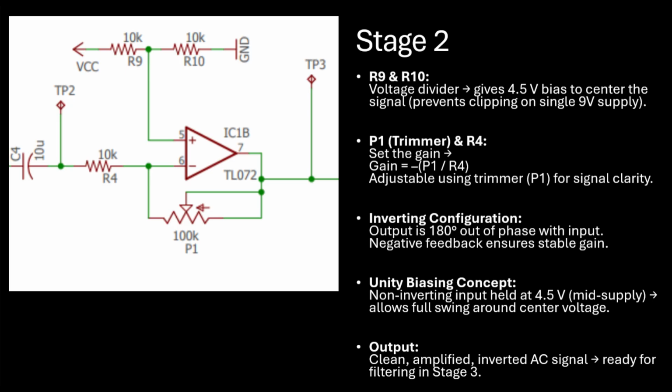To summarize, this stage uses negative feedback for stable gain, inverts and amplifies the signal, and gives us manual gain control using P1. The signal leaves this stage ready to be filtered in stage 3.